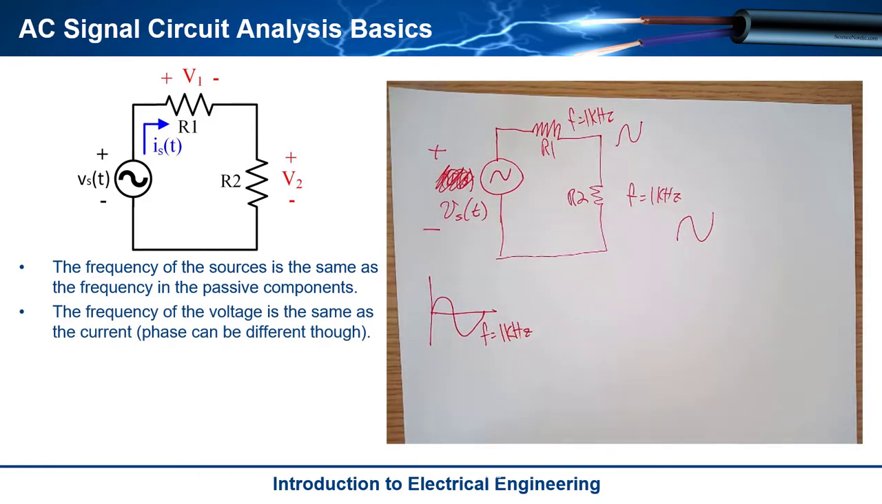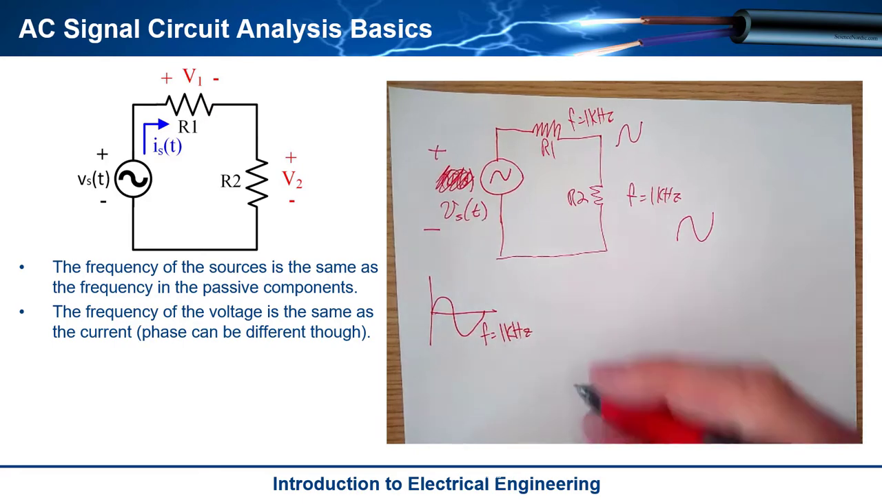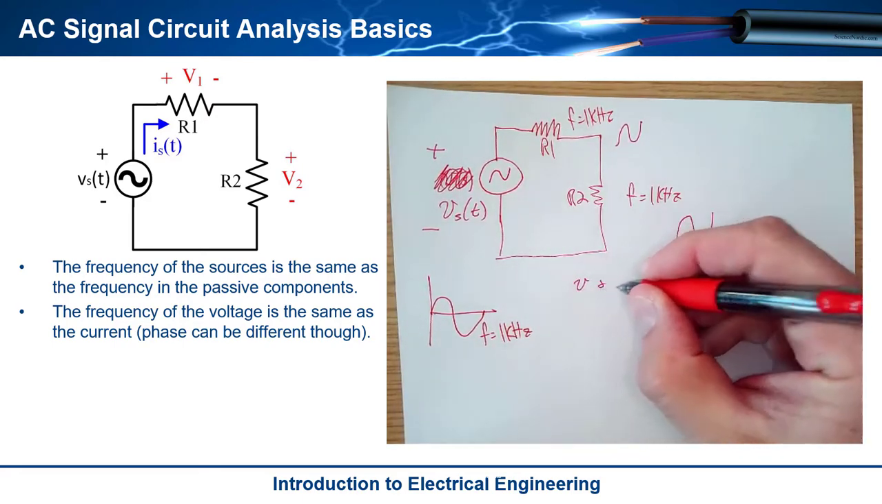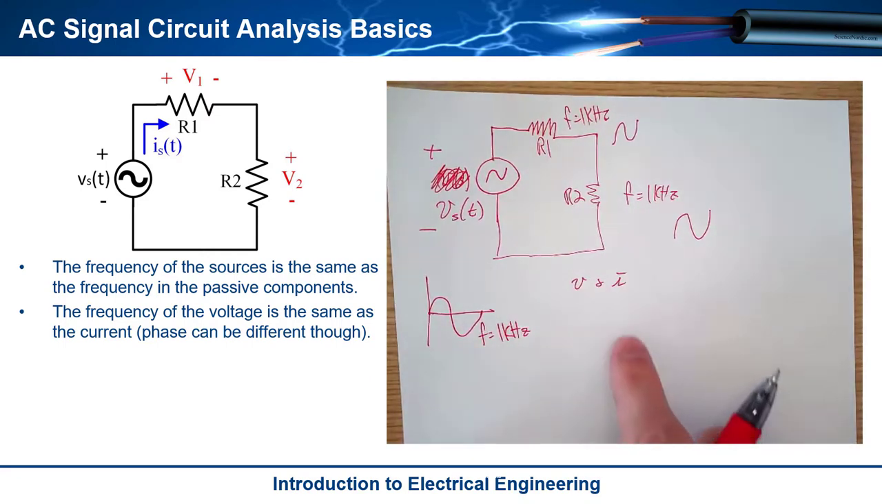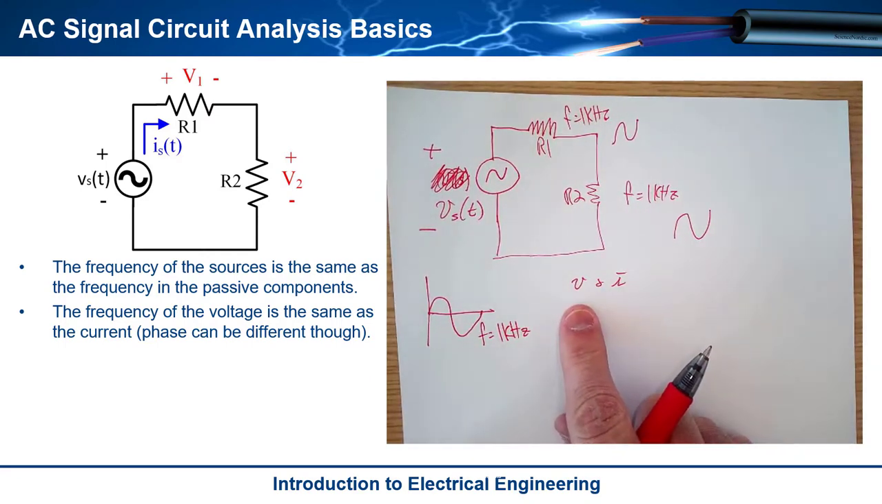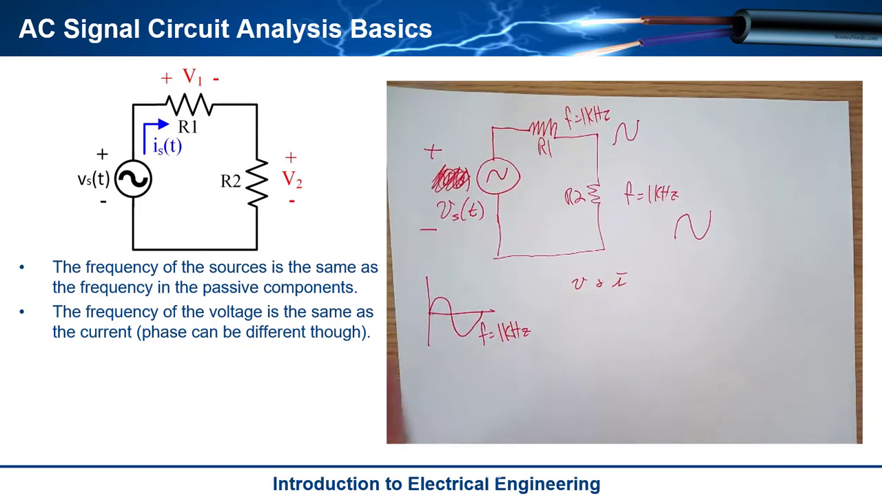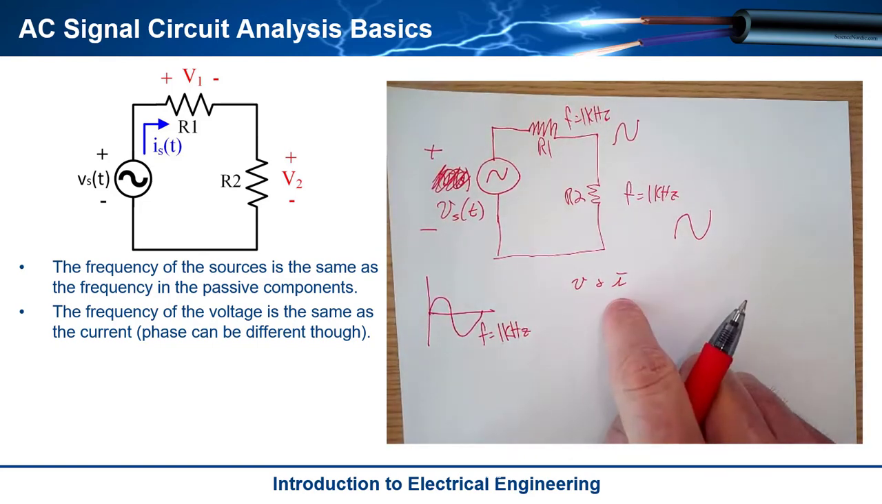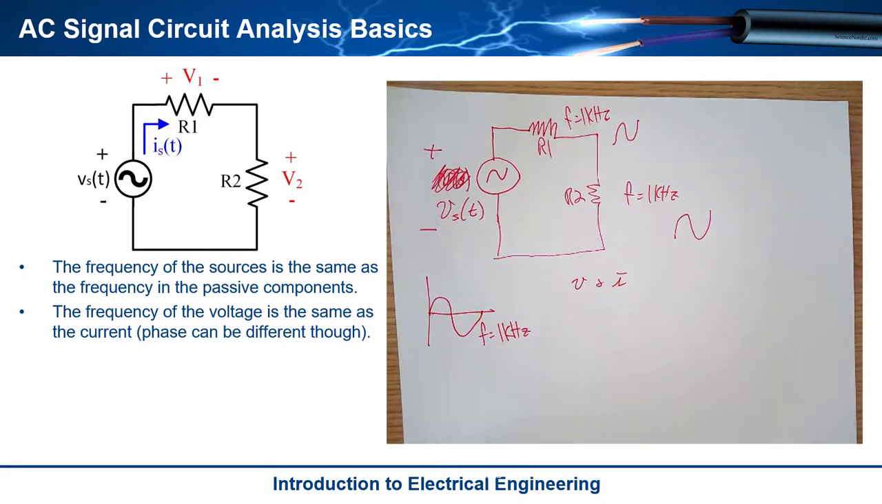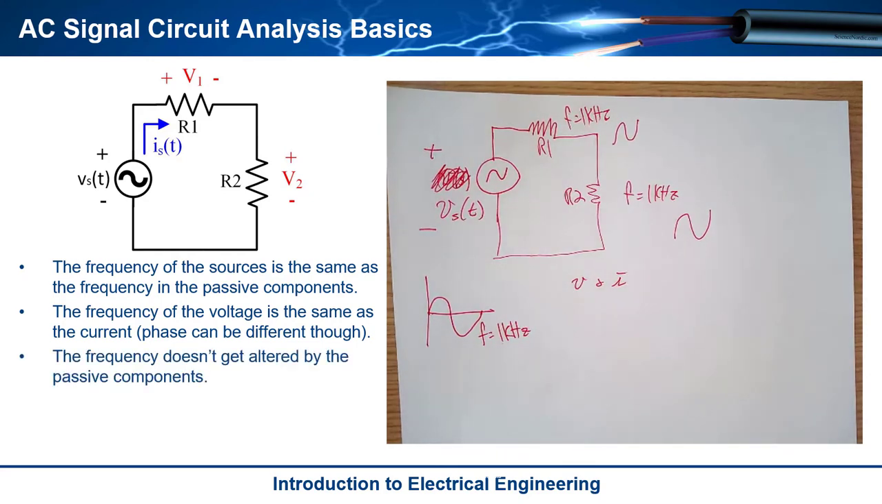The second one is that the frequency is also the same in the voltage and the current. So when you do an analysis on here, you don't have to worry about the voltage being 50 hertz and the current being 60 hertz. No way. It's always the same frequency. So if the voltage is 60 hertz, so is the current. So the frequency is fixed.